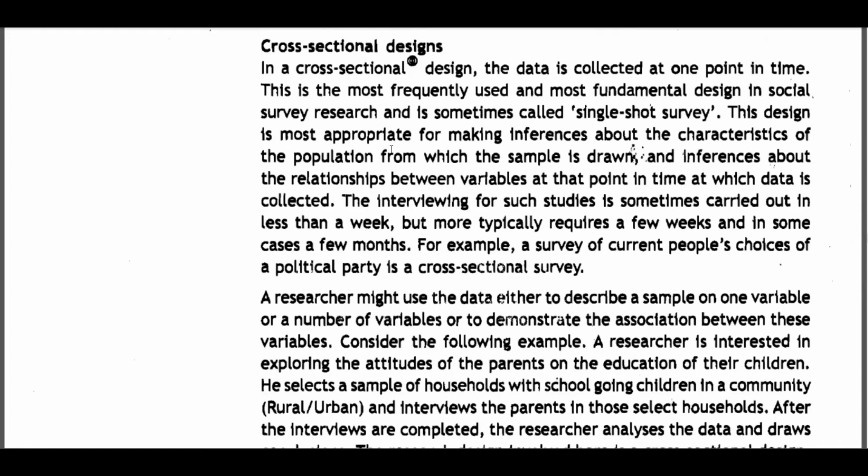Descriptive design. There are two types of descriptive designs, namely cross-sectional designs and cohort designs. Cross-sectional designs. In a cross-sectional design, the data is collected at one point in time. That is the most frequently used and most fundamental design in social surveys and is sometimes called a single-shot survey. The design is most appropriate for making inferences about the characteristics of the population from which the sample is drawn and the inferences about the relationship between variables at the point in time at which the data is collected. The interviewing for such studies is sometimes carried out in less than a week, but more typically requires a few weeks and in some cases a few months.